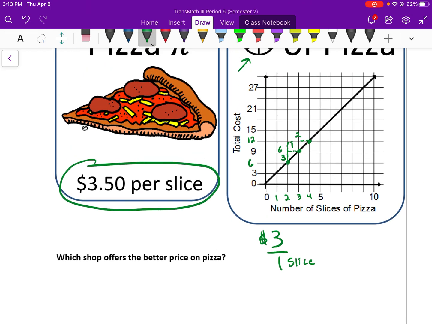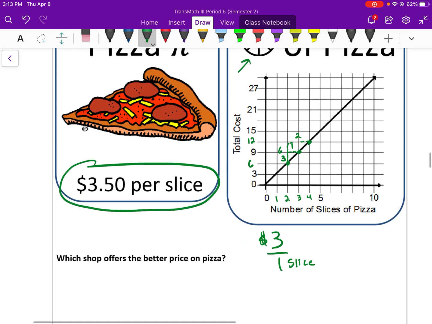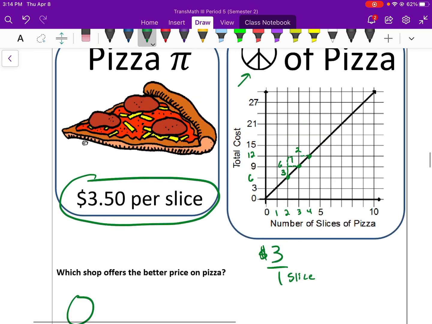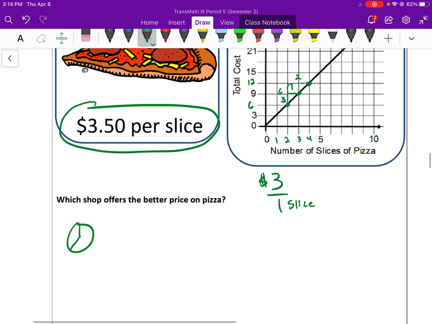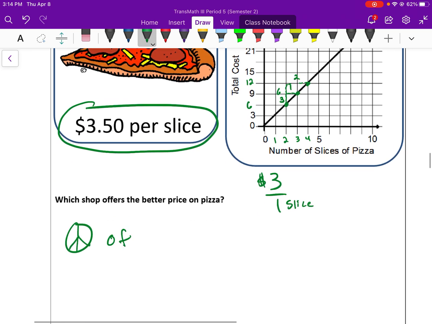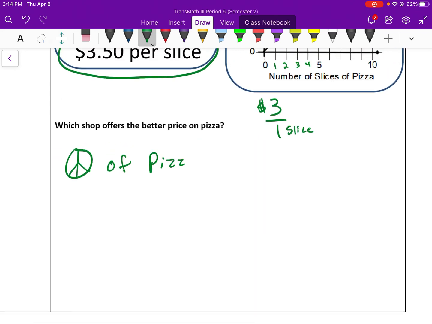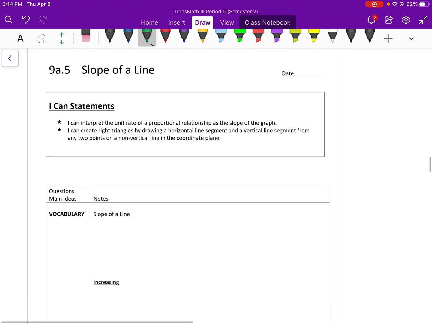Now, if the pizzas taste the same and they're both good pieces of pizza, I'm going to buy the cheaper one. So which shop offers the better price on pizza? That's going to be Piece of Pie, the piece of pizza, because it has that better unit price.